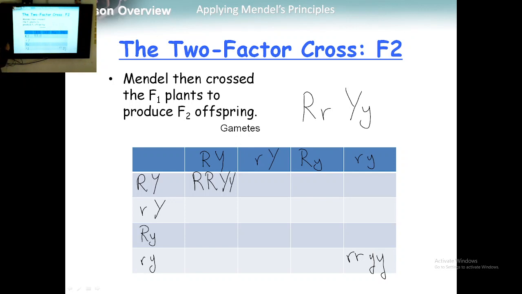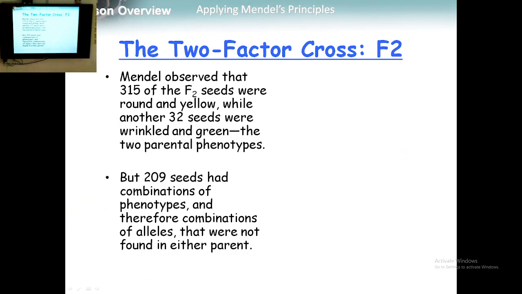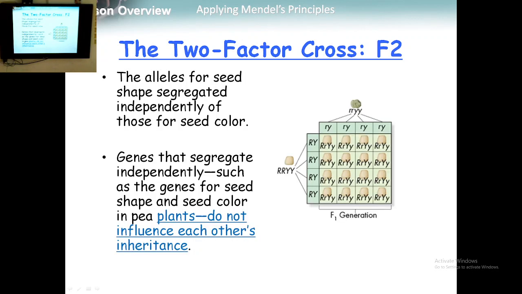By this experiment and by finding all of this F2 generation offspring, Mendel found that 315 of the F2 seeds were round and yellow, while 32 seeds were wrinkled and green. Okay? This indicates that the relationship between round and yellow, and at the same time green and wrinkled, follows the independent assortment relationship. So again, the alleles for seed shape segregated independently from those for seed color.